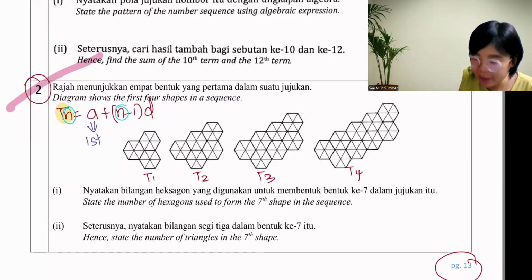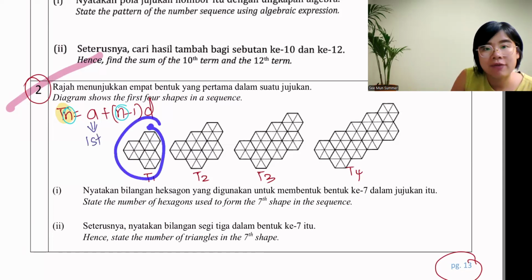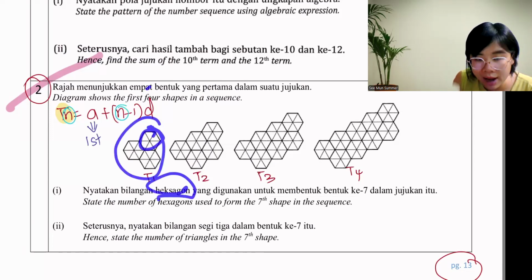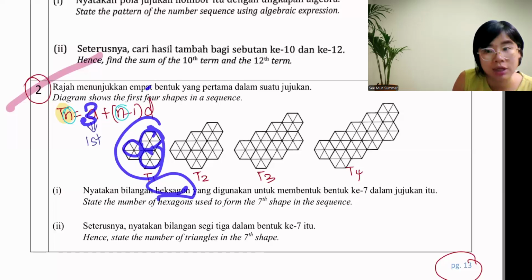For example, this part, what is my first? If actually the main character is the hexagon. Hexagon is this shape, right? 1, 2, 3. So this is for my A, the first one, we have 3. So sub in should be 3. A is the first one.